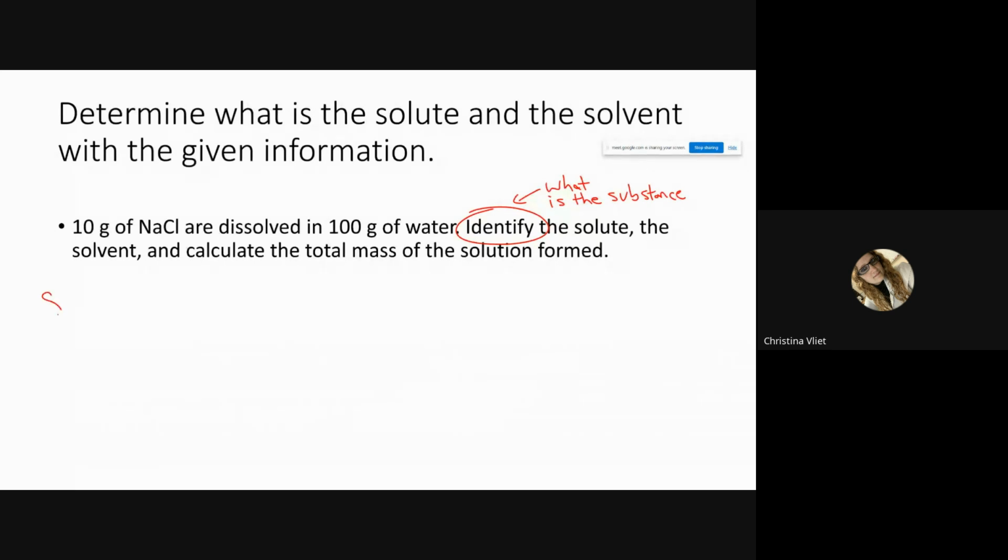So what is the solute? Solute is NaCl. And that's how we would answer. We would just say salt. Salt is the solute. And then the solvent is? Water.